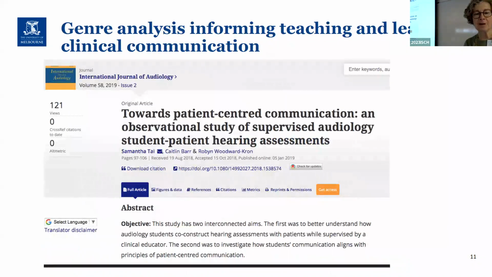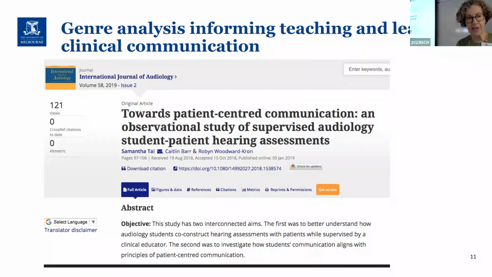Very briefly, another study where the PhD student Samantha Tai, who's now finished, looked at interactions in a hearing assessment context, audiology, and she video recorded those interactions. They were at two university hearing clinics. And so the clinical educator, so it was a triad, student, patient, clinical educator, really had an educator role. So that was built into the job.